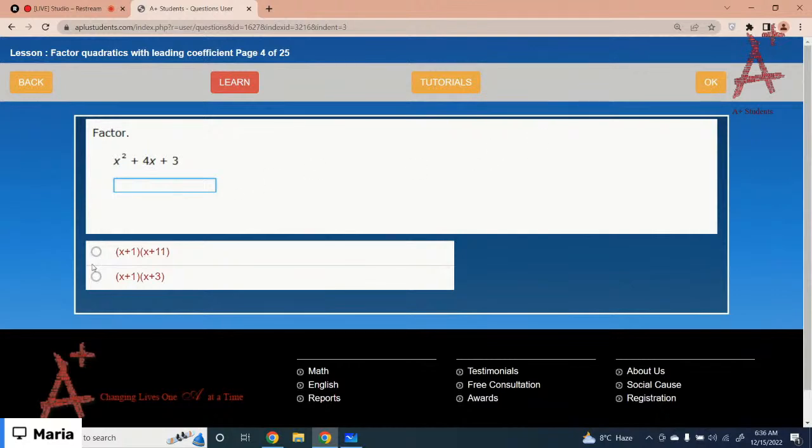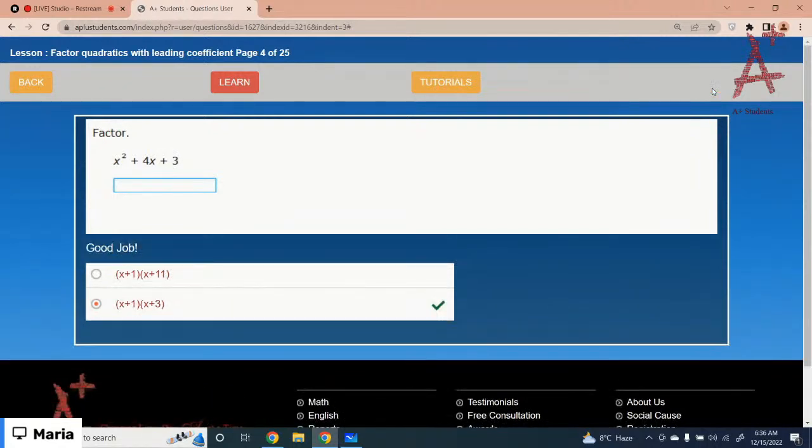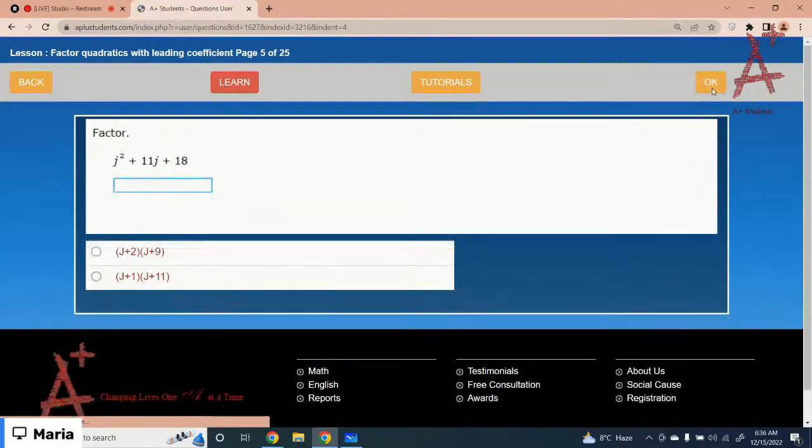So the second one is the correct one because 3 plus 1 is 4. Here is the 4, and 3 times 1 is 3. Here is the 3. So the second option is the correct one. Just select the correct option and click on the OK button.